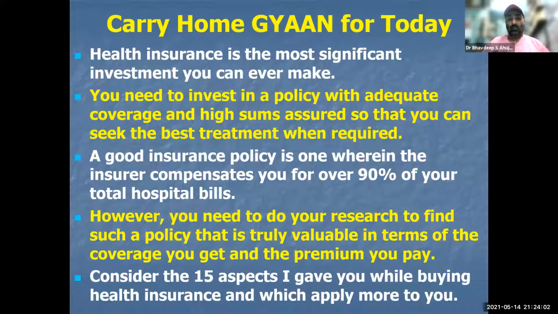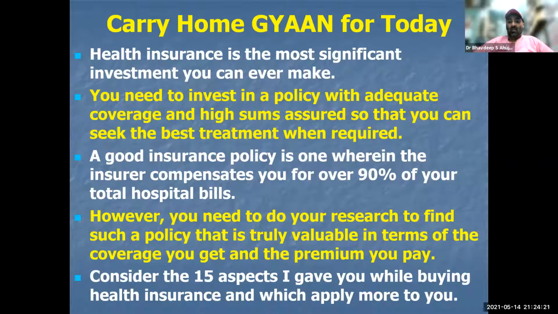So a good insurance policy is one where your compensation is above 90% of your bills. That is why the 90% claim settlement ratio will be there above the amount also, and for the policy also, and in number of crores also, if you saw those charts earlier.